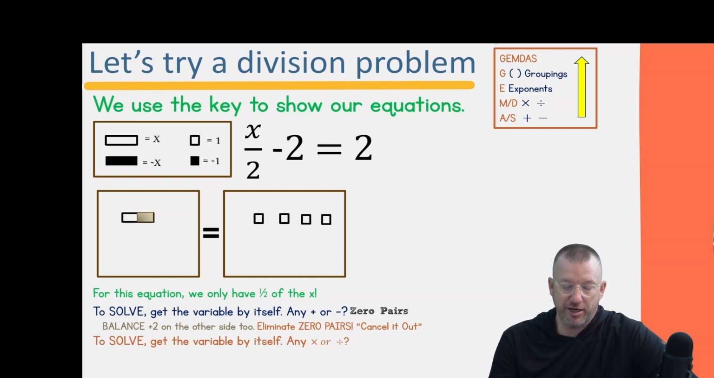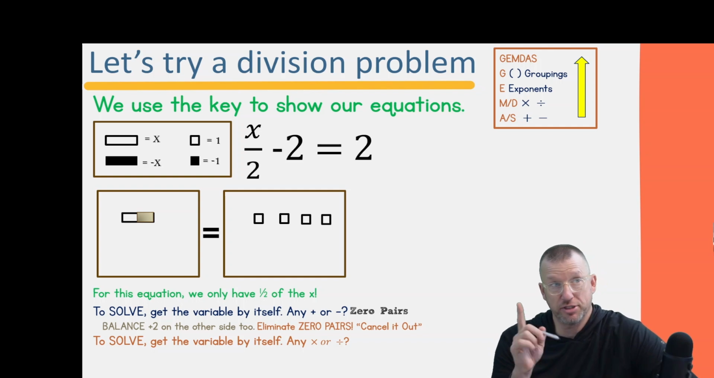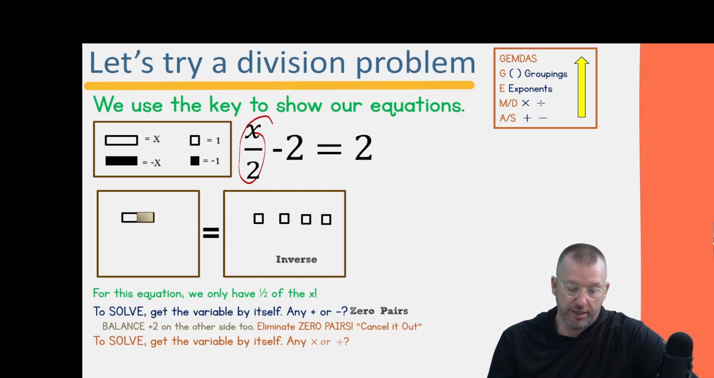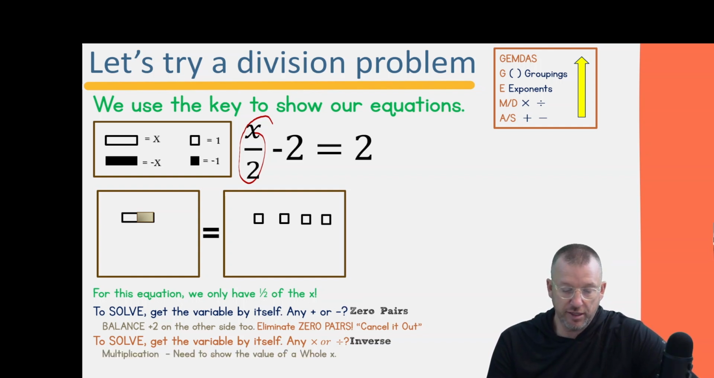So now we only have one step left. To solve, we need to get the variable by itself. By the way, we just did one step. Adding 2 to both sides was the first step. The second step is dealing with the multiplication or division. Do we see any division? Yeah, we've got x divided by 2. Right now, half of an x equals 4. Okay, so we have to do the inverse.